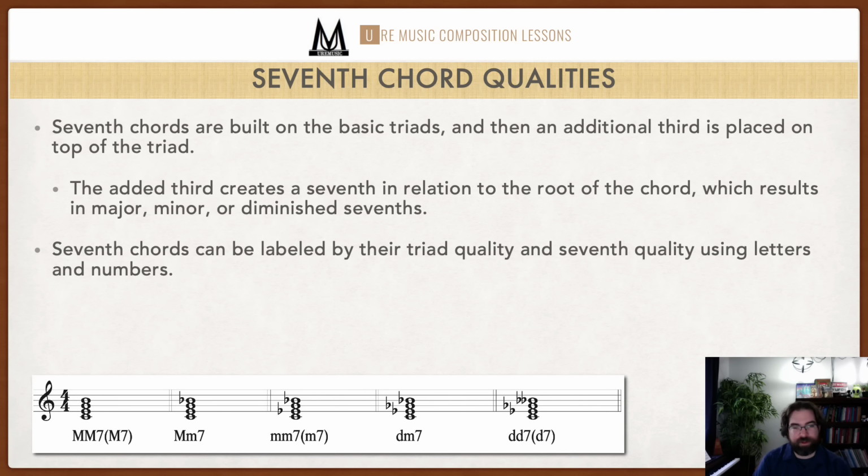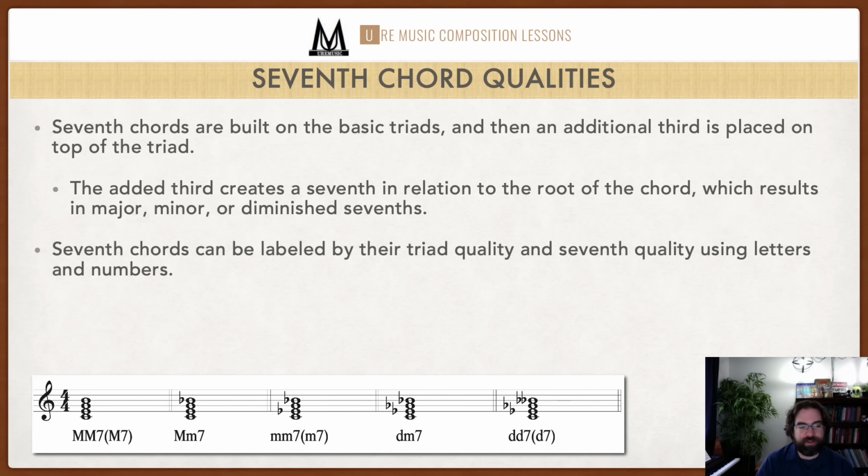So 7th chords are going to be built on your basic triads. If you look at all of these 7th chords here, the first one, just playing the triad, C, E, and G. Second one, C, E, and G. The third one has a minor triad on the bottom. The fourth one has a diminished triad on the bottom. And the fifth one also has a diminished triad. So our 7th chord qualities are based on both the triad and the actual 7th.